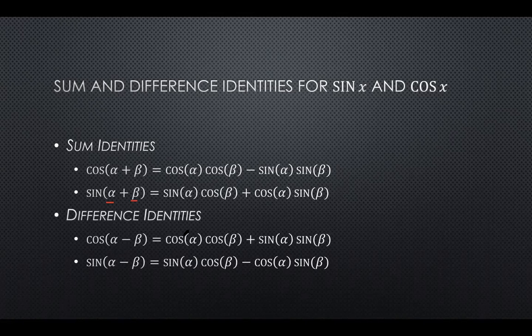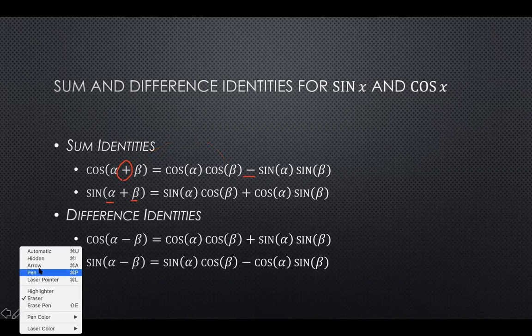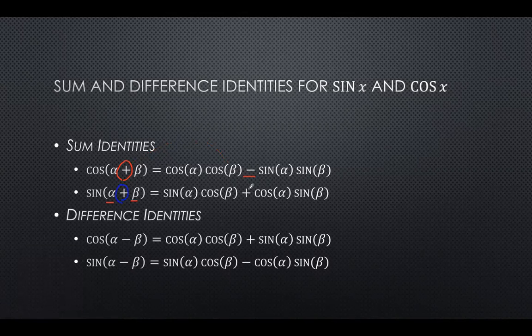Okay, the key here is to memorize the pattern. For cosine, when you have addition, the result here is subtraction. So these 2 are opposite. But for sine, when you have addition, you also have addition here. So the sign here is the same.